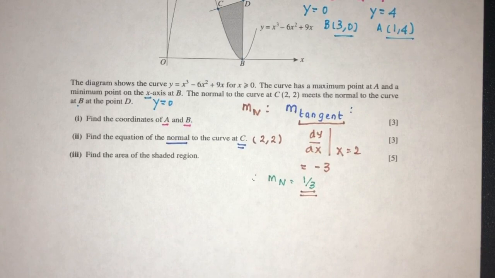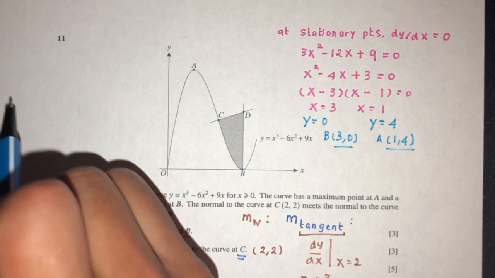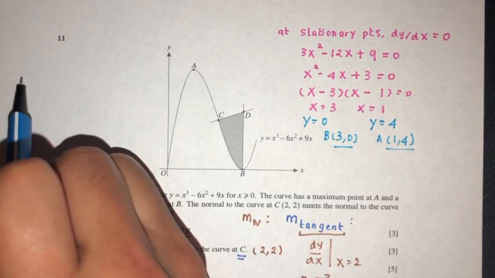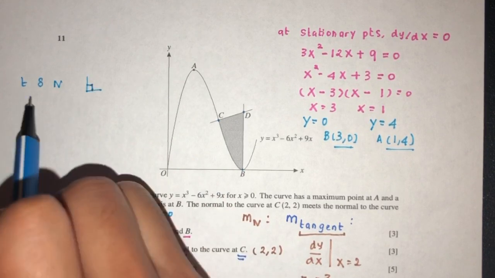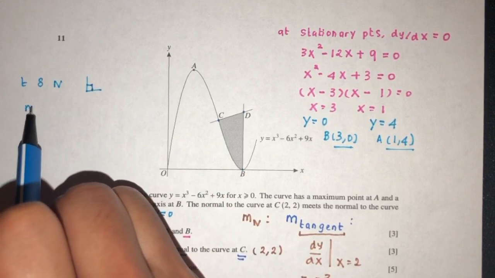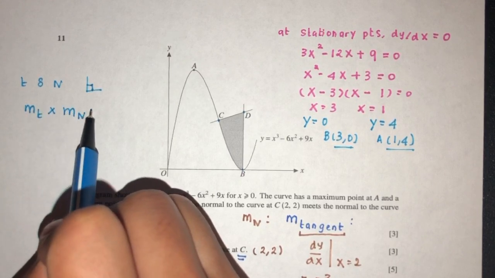So again, if you guys don't know, let me write this down for you again, because I get this question all the time. Why is this like this? Because they are perpendicular. Always remember, tangent and normal are perpendicular to each other. Because of that, I can say the gradient of tangent multiplied by the gradient of normal has to be minus 1.